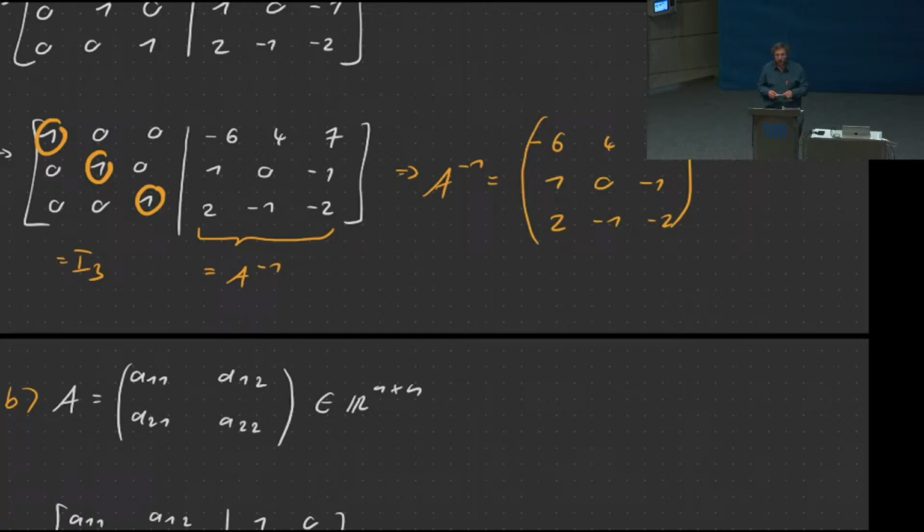And just in case you want to verify that you're actually correct, what you can now do, of course, is multiply A and A to the minus 1 and see whether the result is actually I3. That should work. Otherwise, you made a mistake somewhere. So if you have some time left to do that, it might help verifying this, or at least checking 1 or 2 entries to see if those work and to hopefully catch easy errors.